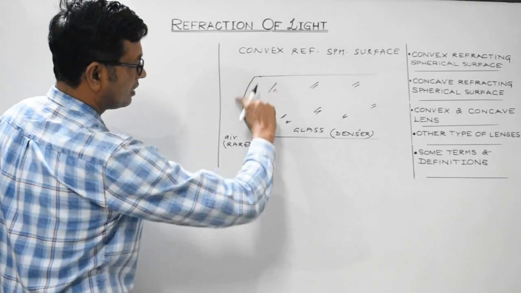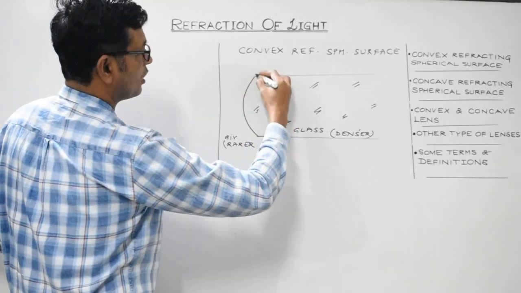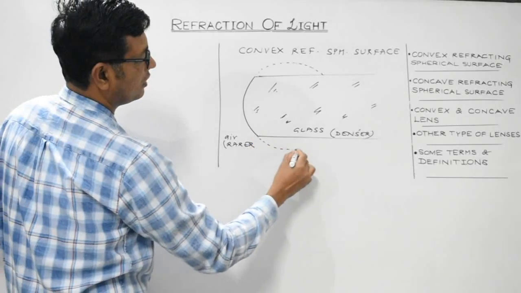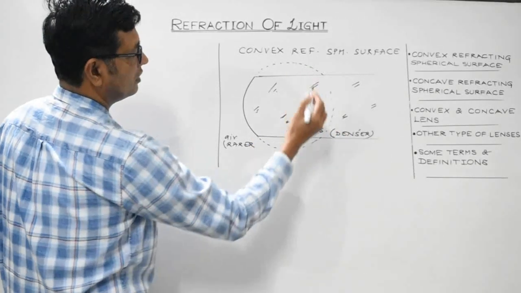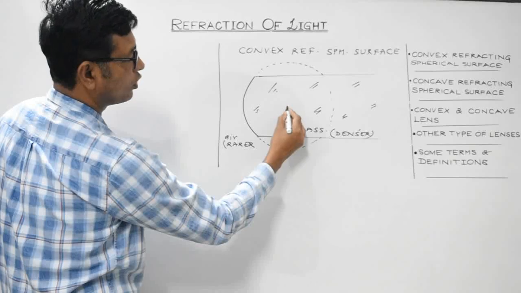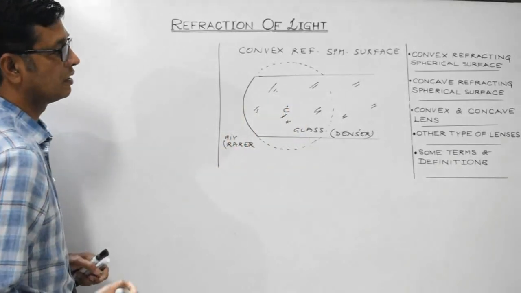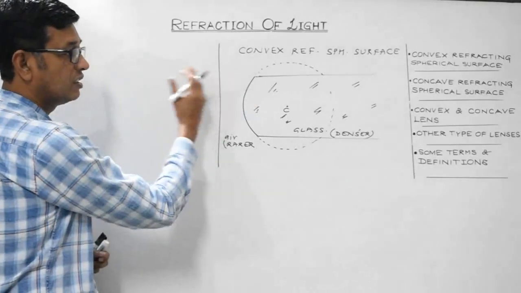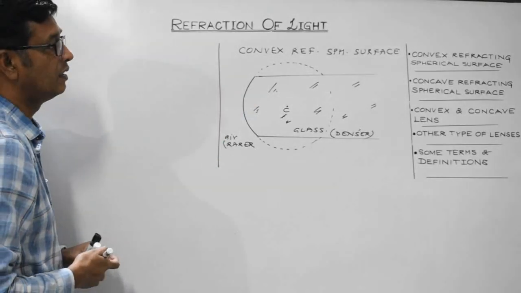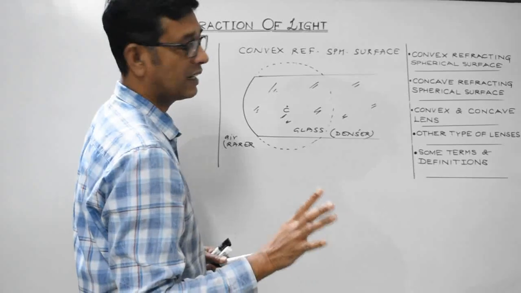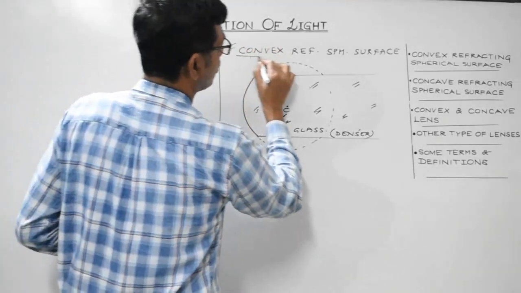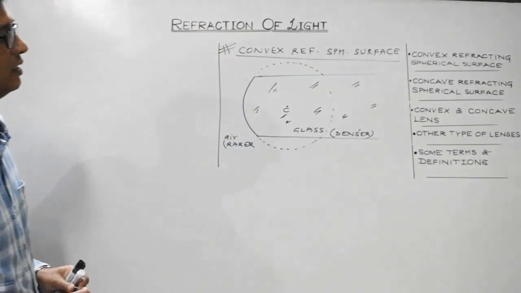Now look, this curved surface is a part of a sphere. The center of this would be somewhere over here, isn't it? So, this bulging part is the convex portion, which is towards the rarer medium. There are two types of refracting spherical surface. First and foremost, we are talking about the convex refracting spherical surface.